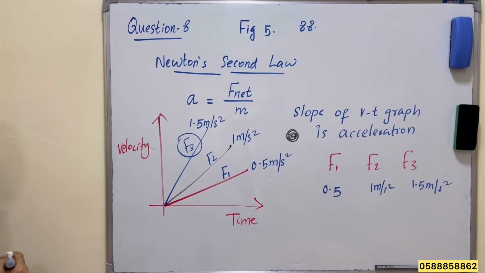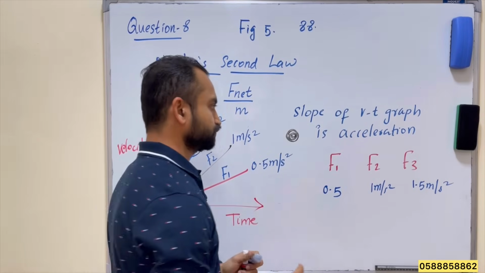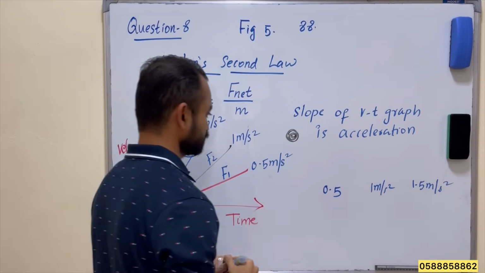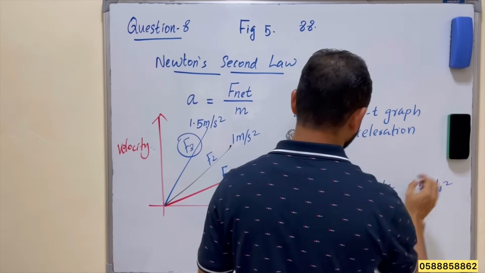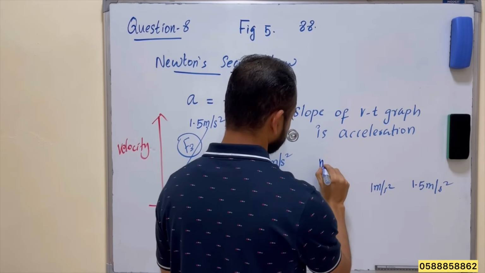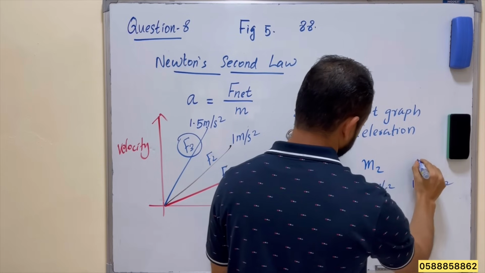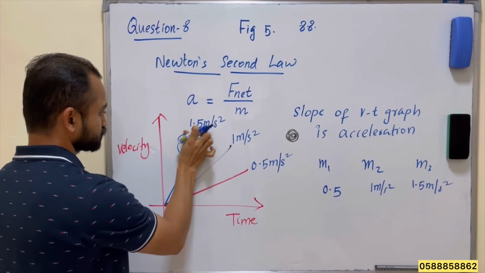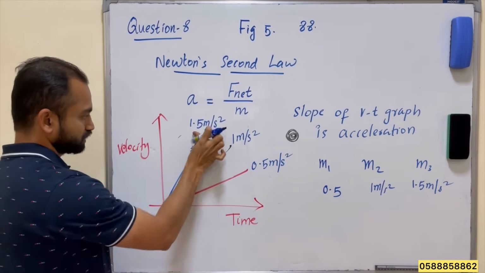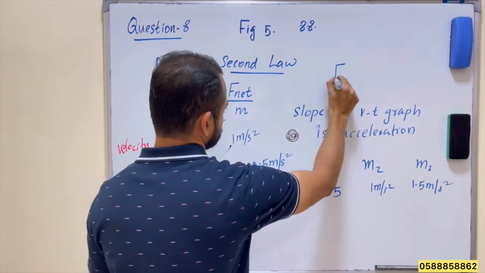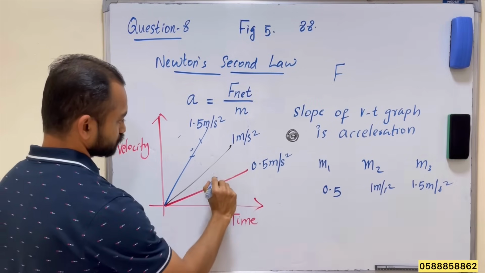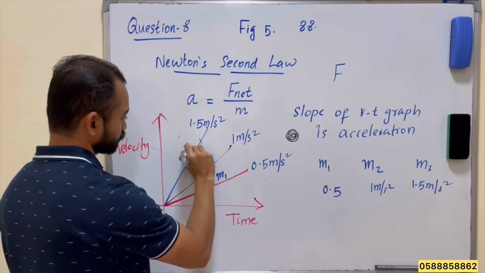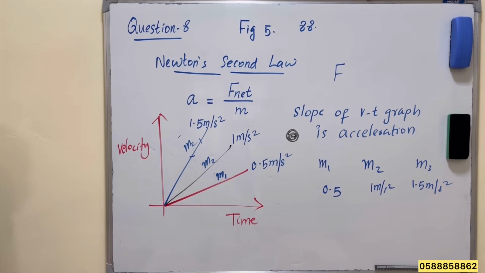The next one, we will talk about same force acting on three different masses, M1, M2, M3. Okay, so this graph means same force F is acting, a constant force F is acting on three different objects. So this represents M1, this represents M2, and this graph represents the velocity time graph for M3.